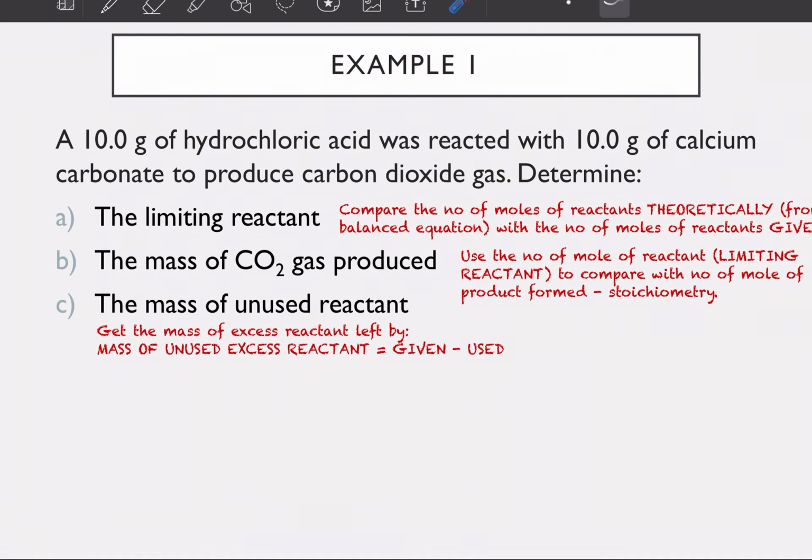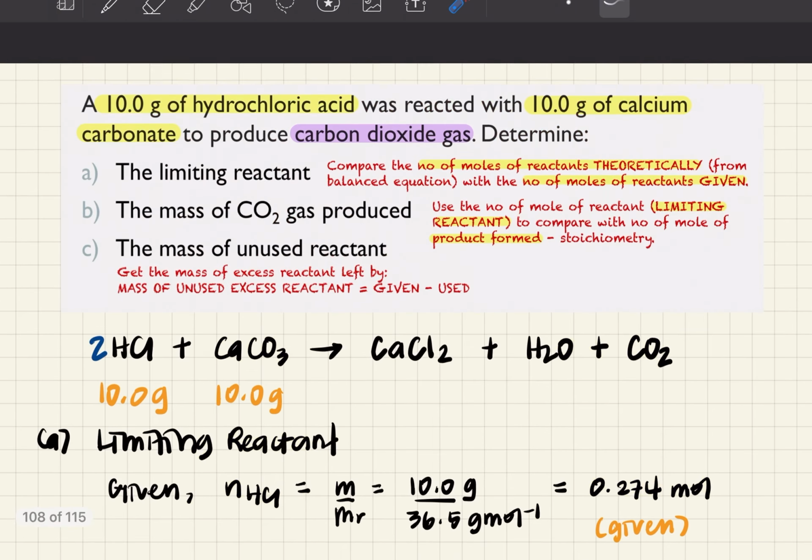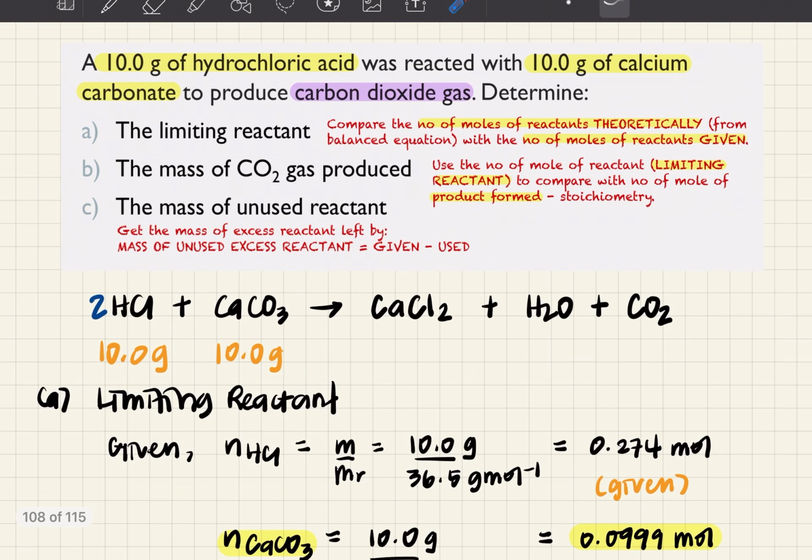Okay, we will look here. So read the question first. It says 10 grams of hydrochloric acid was reacted with 10 grams of calcium carbonate to produce carbon dioxide gas. Determine the limiting reactant. So, to find the limiting reactant, we are going to compare the number of moles of reactants theoretically, or from the balanced equation, with the number of moles of reactants given.